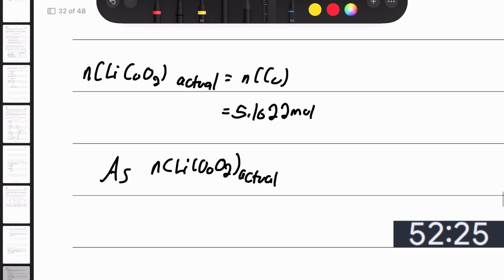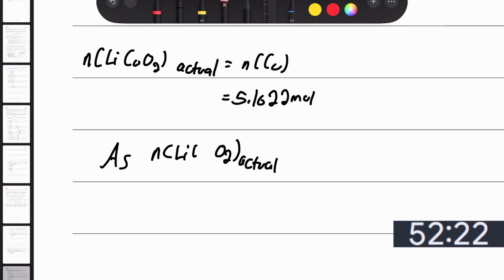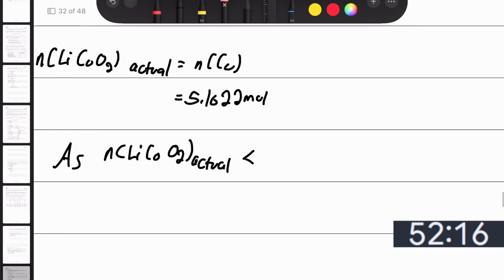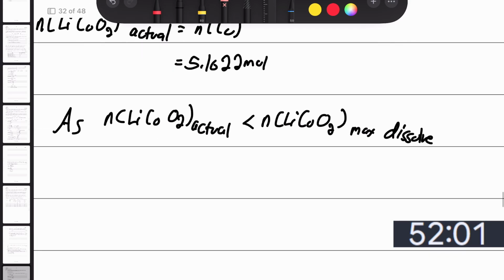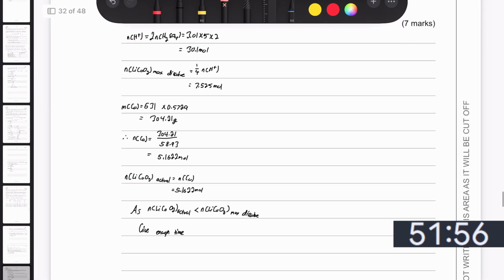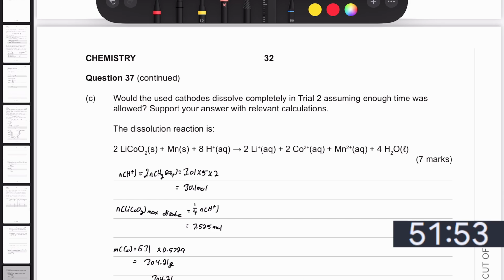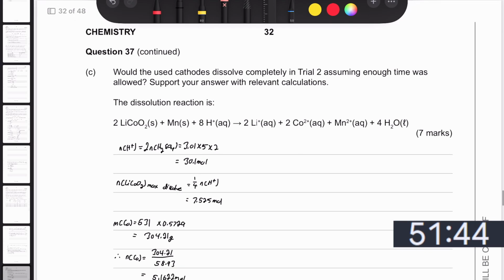Oh man, this is what happens when it's super laggy and I don't get immediate feedback. And when I'm writing, I write 2 O's. LiCoO2 actual is less than lithium cobalt oxide max dissolved. Then given enough time, the used cathodes will dissolve completely.